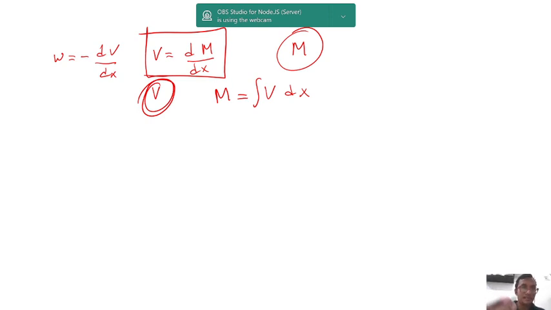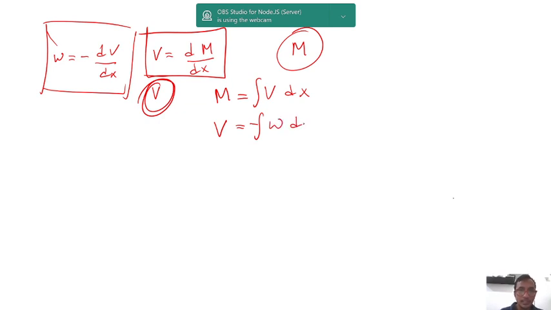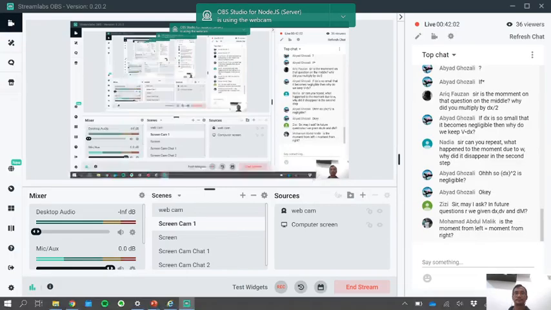The same as this one as well. If we know the equation of W, we can find the equation which governs V by doing this, minus W dx. That's the thing. So this is the relation that you're supposed to know.